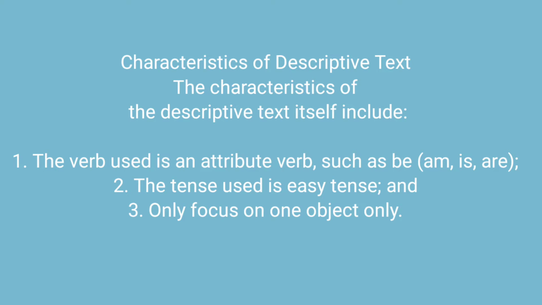Characteristics of descriptive text. The characteristics of descriptive text include: Number 1, the verb used is an attribute verb such as be: I am, is, are. Number 2, the tense used is the simple present tense. And number 3, it focuses on one object only.